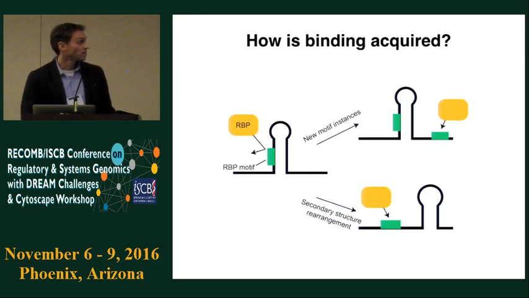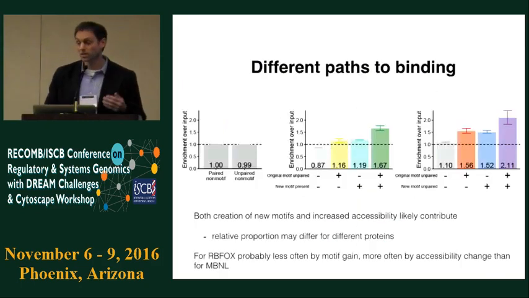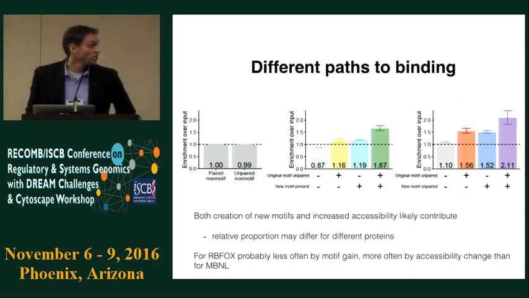And so to ask how common or how much each of those might influence binding, we looked in our pool at various categories. For some sequences, the original motif was still unpaired and no new motif was present. But for others, the motif had become unpaired, and that gave you increased enrichment. Or in other cases, the new motif was present, and that gave you a similar level of enrichment. And then, of course, both gives you more enrichment. And when that new motif itself was unpaired, that gave you even stronger enrichment.